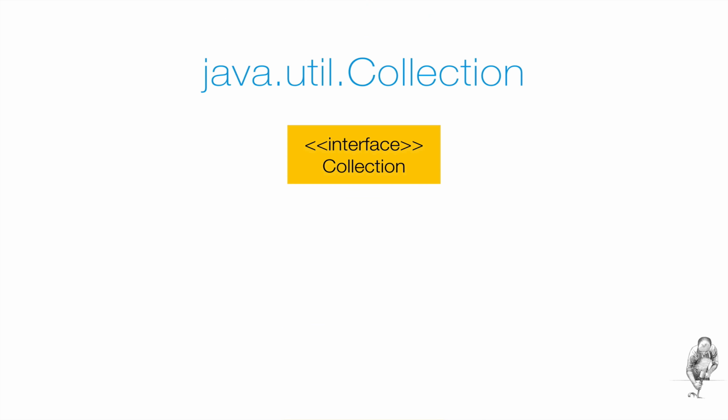Okay, so let's start with the methods belonging to the Java Util Collection interface. The contract of the collection interface does not guarantee any particular order, and therefore does not provide any index or order-related methods.